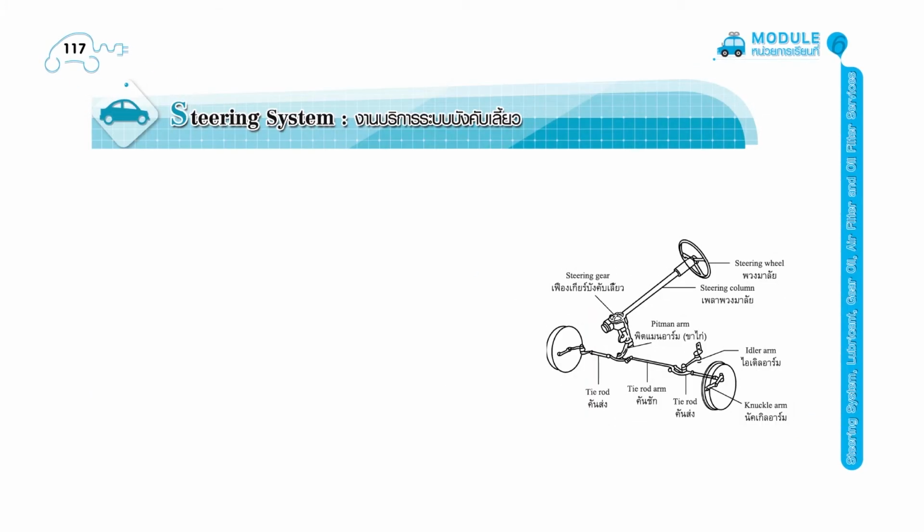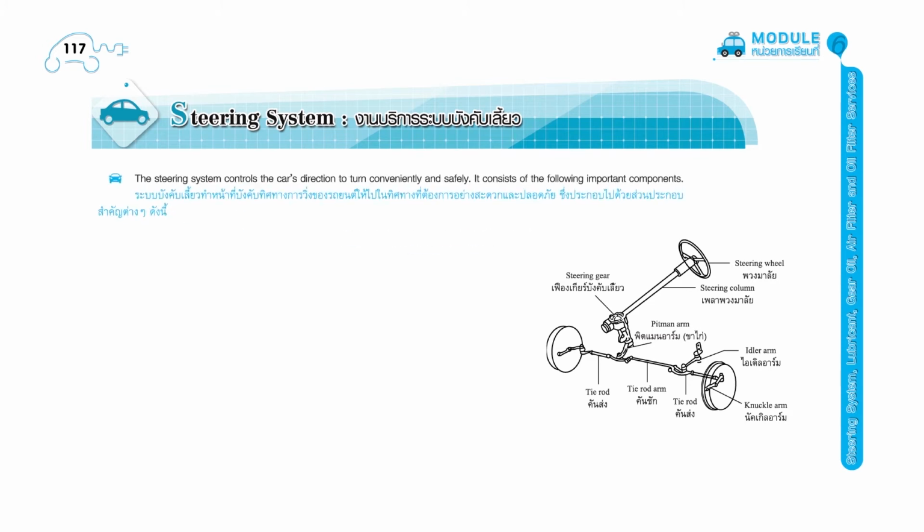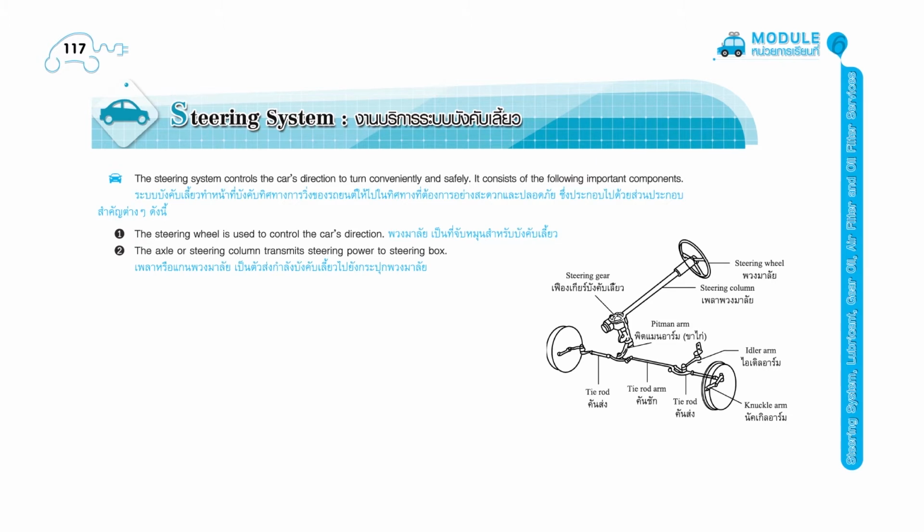Page 117. Steering system. The steering system controls the car's direction to turn conveniently and safely. It consists of the following important components. 1. The steering wheel is used to control the car's direction. 2. The axle or steering column transmits steering power to steering box.